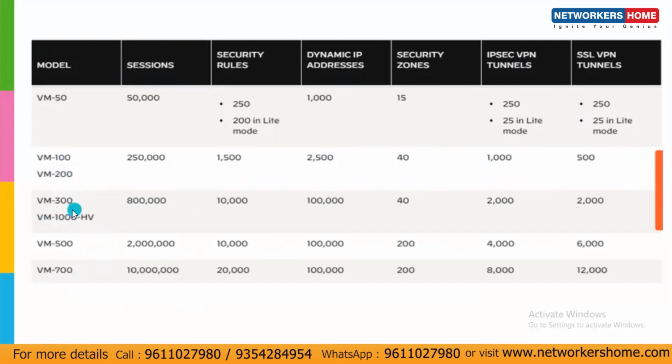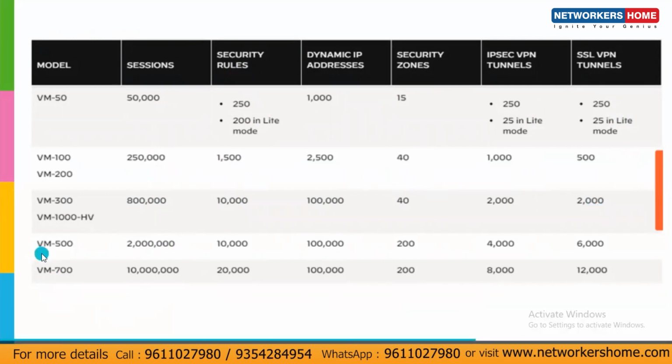And if I'm talking about VM300 and VM1000-HV, you can see here 80 lakh sessions at the same time. And then in security rules, 10,000, dynamic IPs almost 1 lakh, and security zones almost 40, IPsec tunnels 2,000, and we can configure SSL tunnels as 2,000 here.